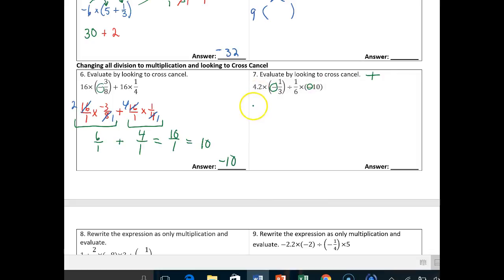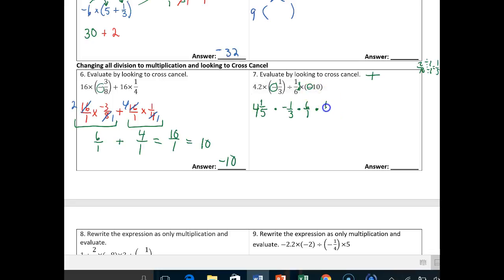So 4.2, that's really 4 and 2 over 10, also known as 1/5. Again, how did I get that? 2 over 10, because that's what 0.2 is, but if I divide them both by 2, hopefully from ST Math you remember, hey, these are equivalent, that's 1/5. So 4 and 1/5 times, I'm going to put a dot instead of that times symbol, negative 1/3 divided by, so let's change that to multiplied by, flip this, 6 over 1 times 10.